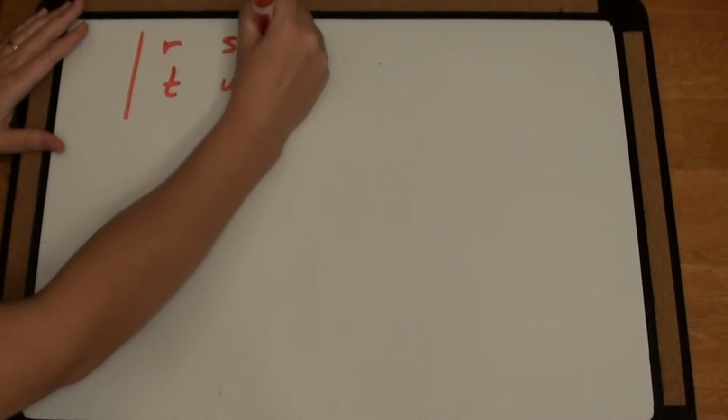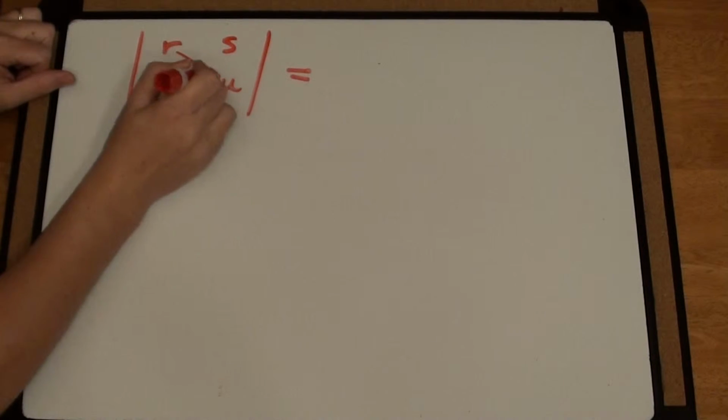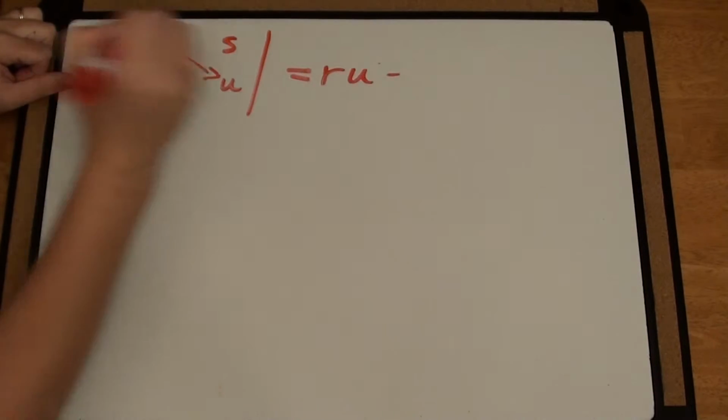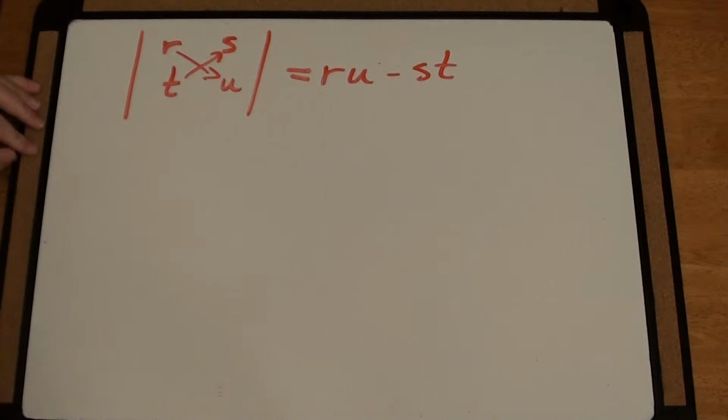Section 4.3 is on Cramer's rule and determinants, which are always fun. Basically, what you have to start off knowing is that if you have this setup, which is a determinant, this means that you take R times U and you subtract from that S times T, or T times S, whichever way. So you take this one minus that one. That's just how they work. That's something you just need to know. There's no other way around it.